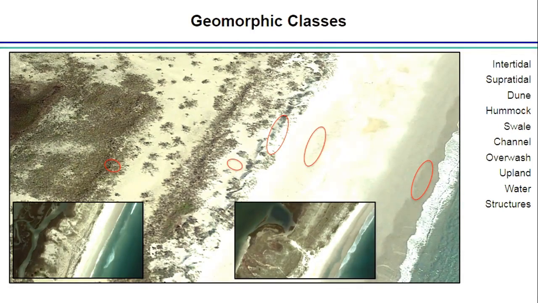Swales, which are the low regions of a barrier island that are between the dune lines. Channels, which are cut by water and run between the dune lines. And overwash fans. And overwash fans are basically sediment from the front part of the island that has been moved to the back side of the island. We will also separate water, and on developed barrier islands, we will be segmenting the structures as well.